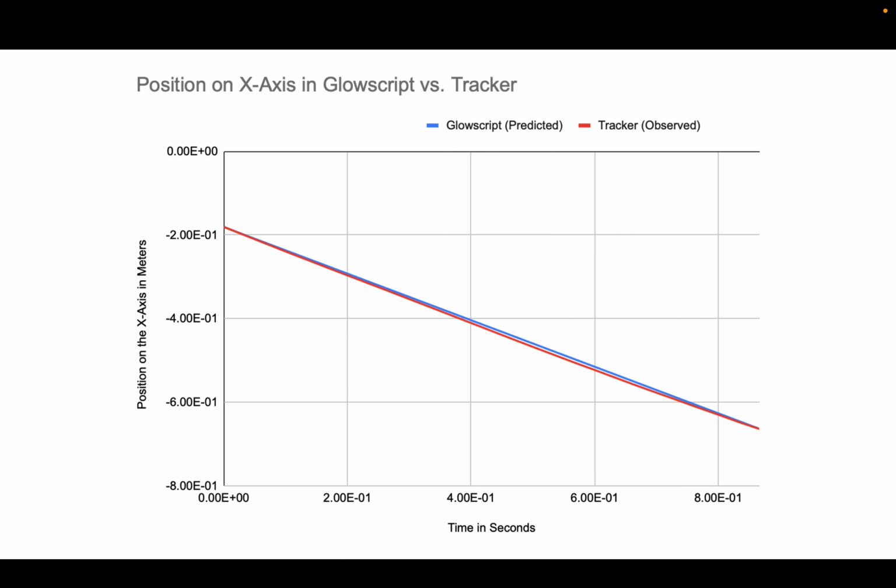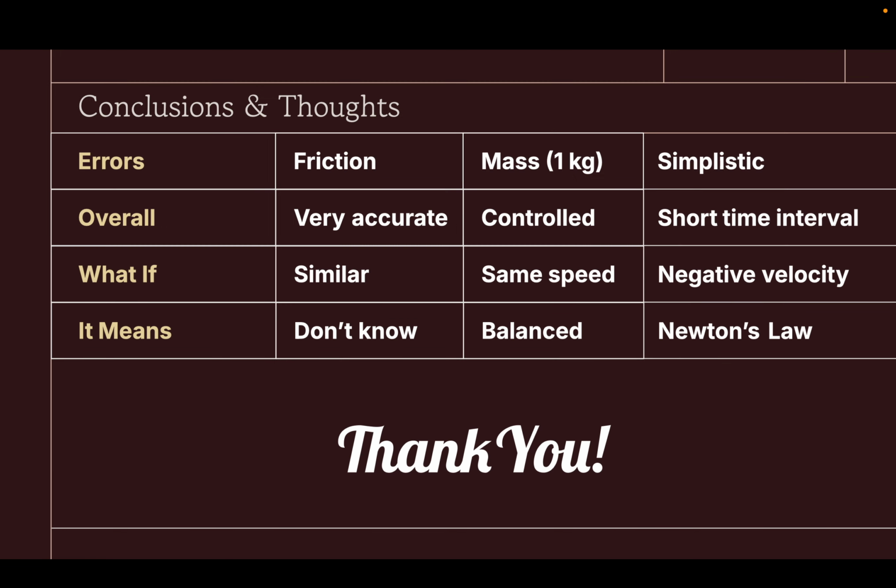As you can see here, the predicted position in GlowScript and the position in Tracker were very close. So although they were very close, there was a little bit of difference, and those errors were probably because of friction, because however negligible it was present. It was also because I did not include mass in my calculations. I kept it at 1 kilogram, and the fact that the entire model is very simplistic. But overall, my results were very accurate.